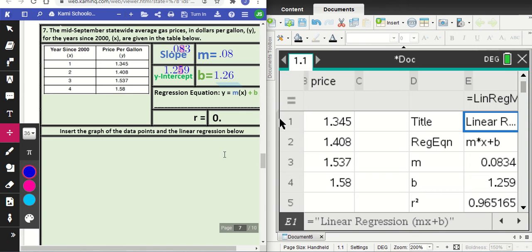So now I can write my regression equation. Y equals, and all I'm doing is stealing what I already did. My slope is 0.08, so 0.08, times my x plus my b, which is 1.26.